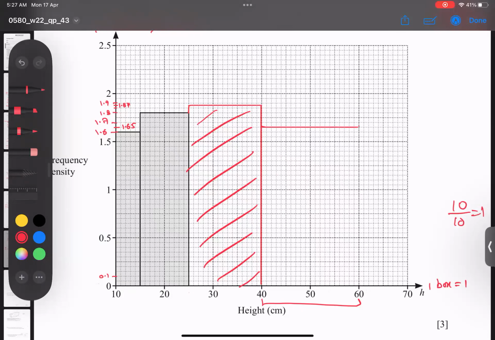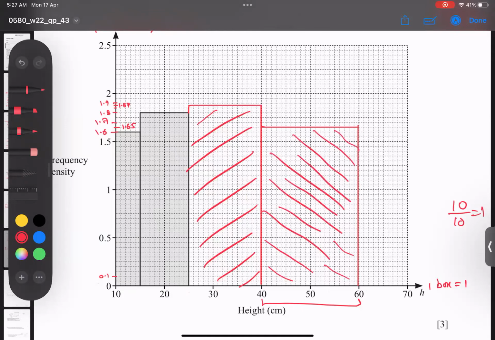And now I can come down. I hope the idea is clear. And this time I will also shade, but another way. I hope the point is clear.